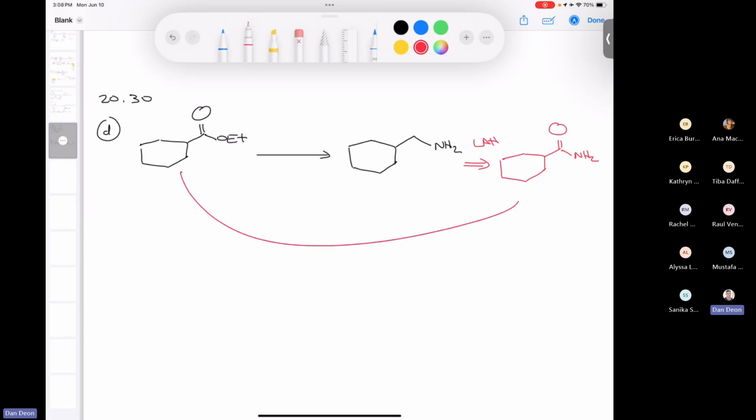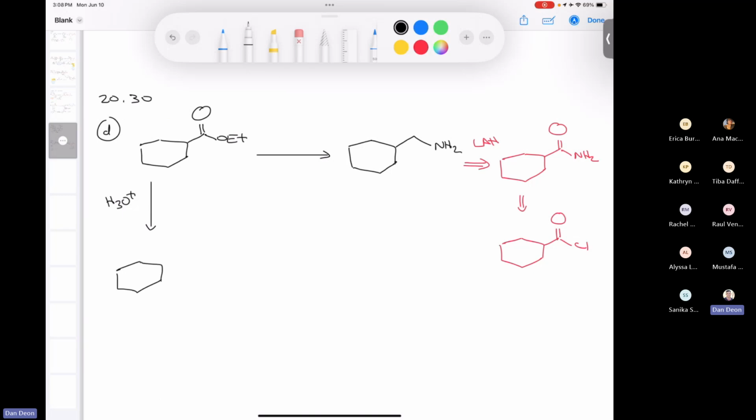So then the question becomes, well, how do I get from here to here? Well, we would make this from the acid chloride. And so we just have to make the acid chloride from the ester. The first thing we have to do is hydrolyze it. If we hydrolyze it using aqueous acid, that's going to give us the carboxylic acid. Then we can convert that into the acid chloride using thionyl chloride. Then we can convert that into the primary amide.